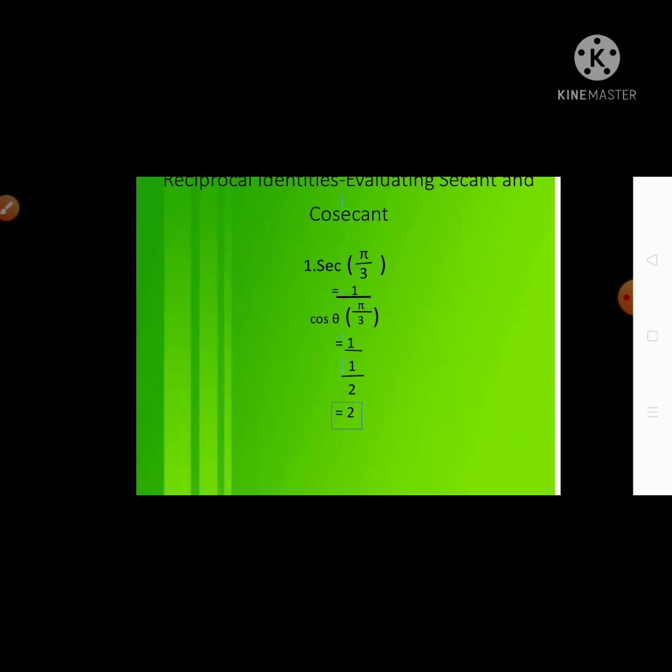So example number 1 in reciprocal identities. First is secant of pi over 3, which is equal to 1 over cosine theta of pi over 3. Since the answer for cosine is 1 over 2, it is equal to 1 over 1 over 2. So 1 divided by 1 over 2, the final answer is 2.